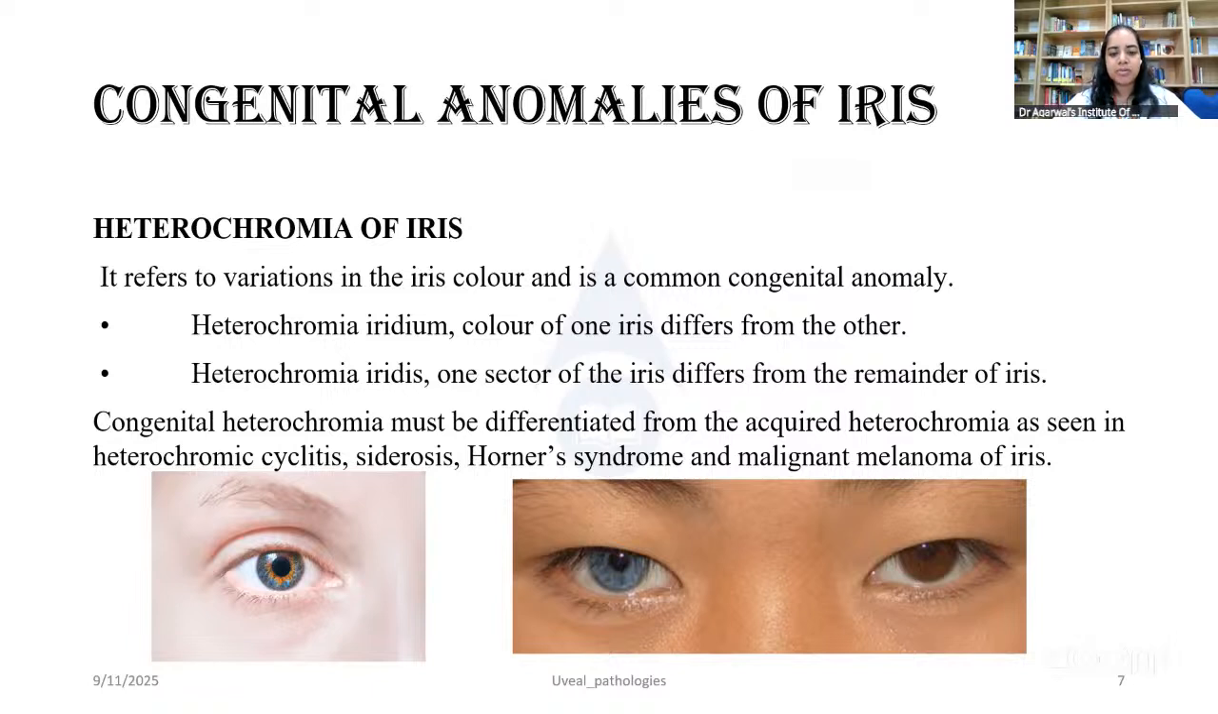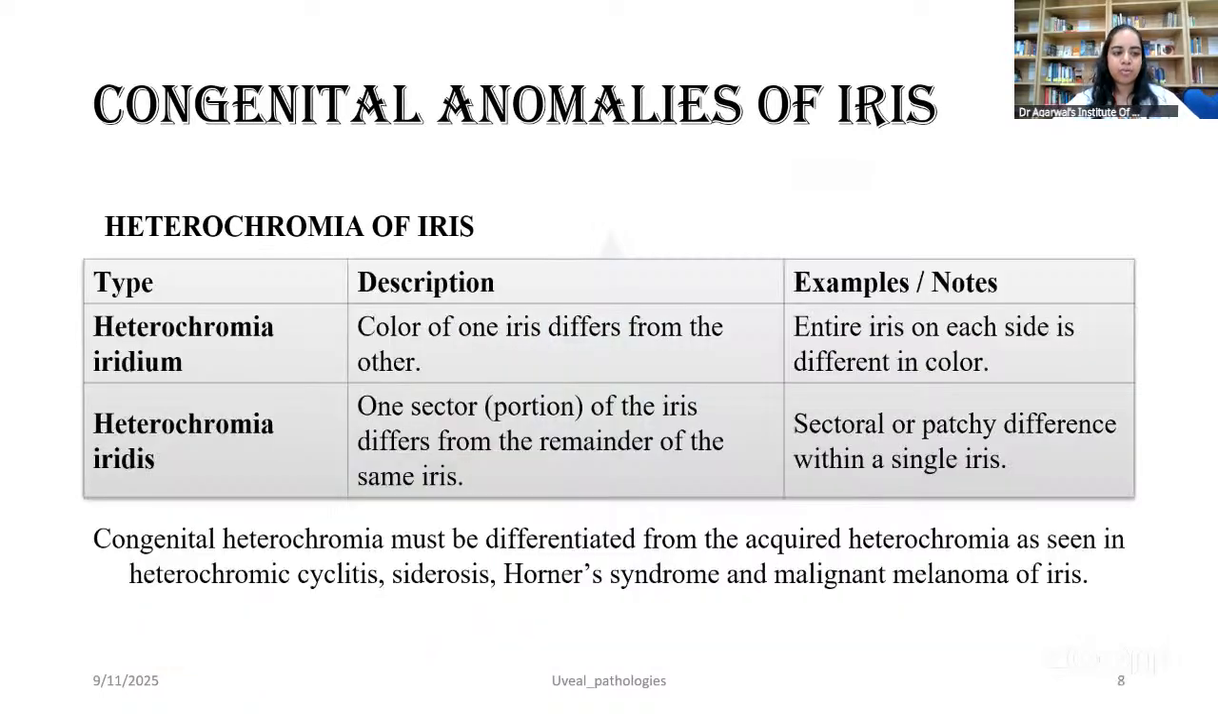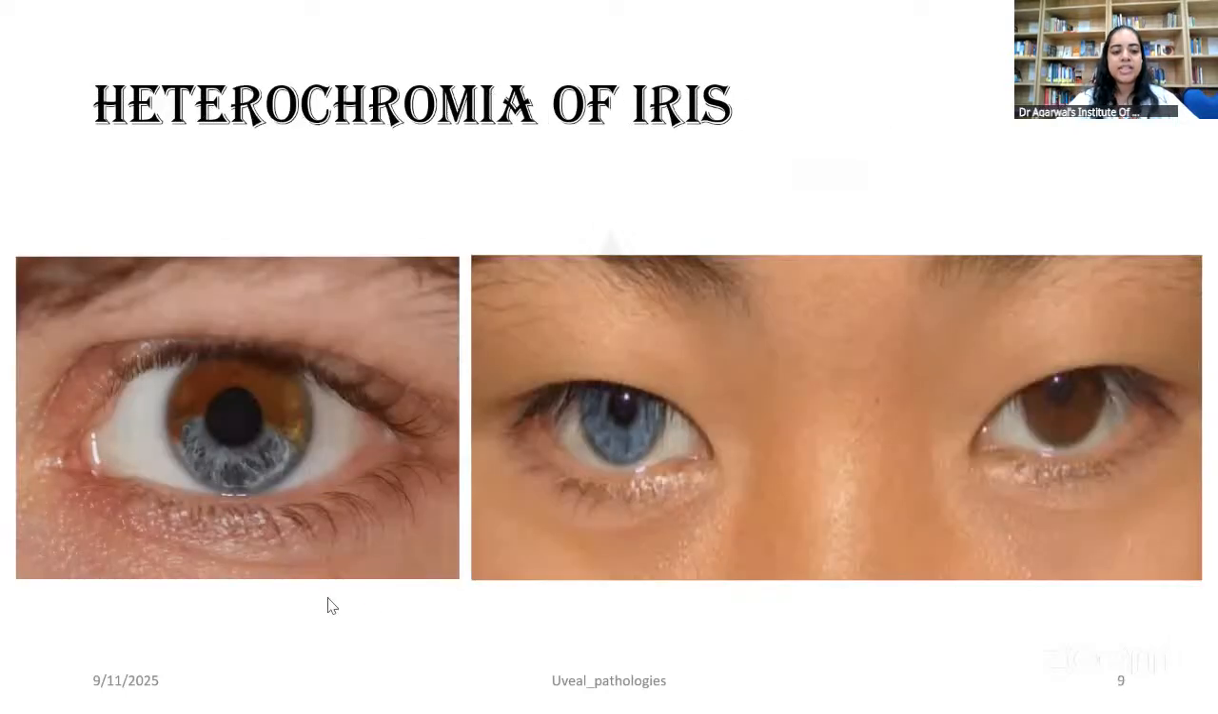Congenital heterochromia must be differentiated from the acquired heterochromia as seen in heterochromic cyclitis, siderosis, Horner syndrome, and malignant melanoma of the iris. Heterochromia of the iris has two types: heterochromia iridum and heterochromia iridis. In heterochromia iridum the color of the iris differs from the other, and in heterochromia iridis one sector portion of the iris differs from the remainder of the iris. As you can see in the picture, the first picture is the heterochromia iridum.